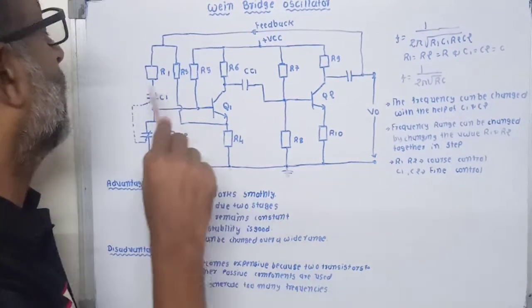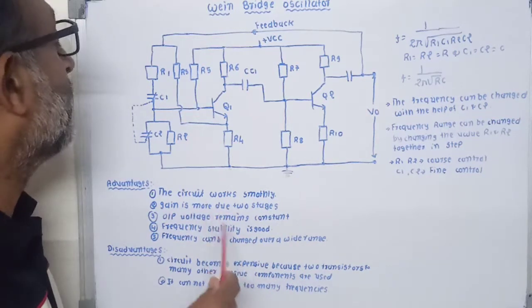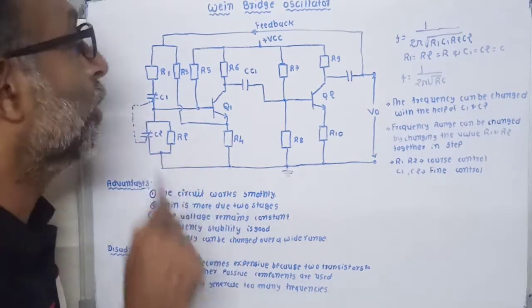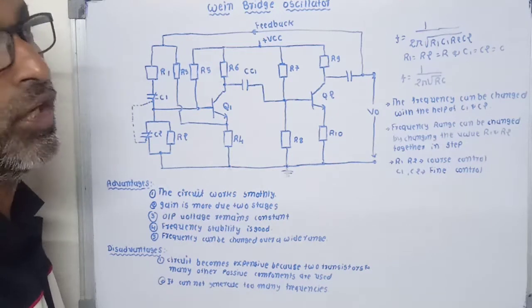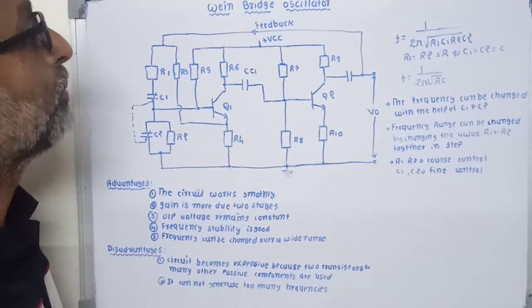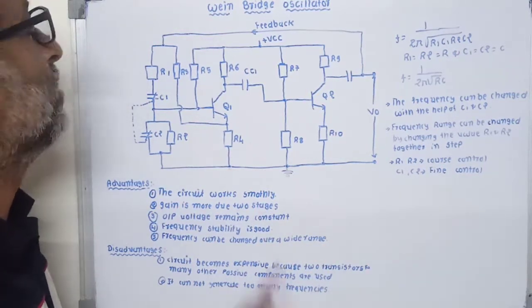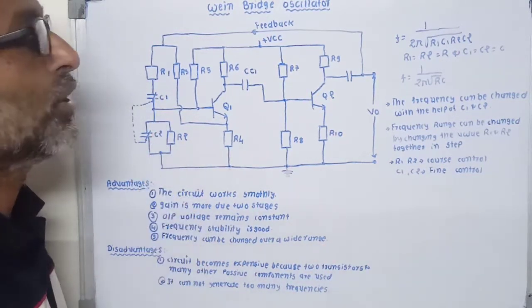So here the capacitors used in the Wien bridge, C1 and C2, are both mechanically coupled. So both change simultaneously. So here the frequency can be changed with the help of this C1 and C2.